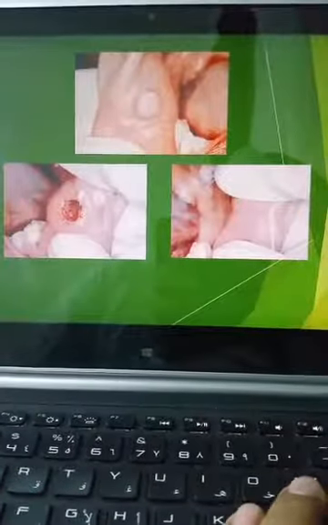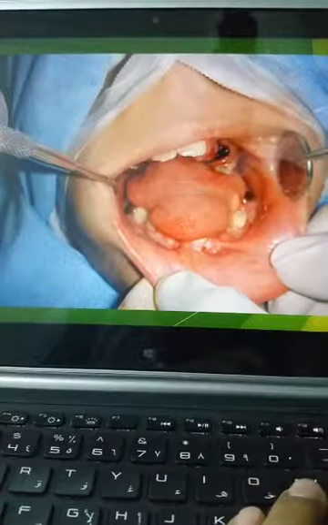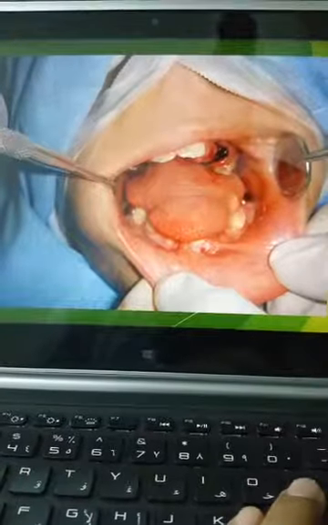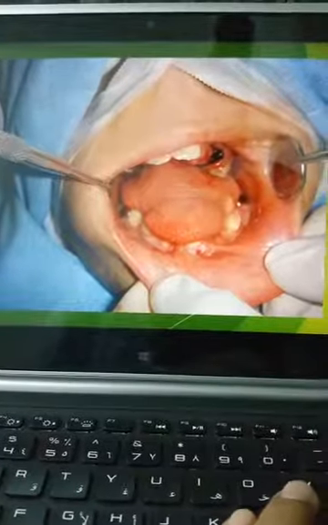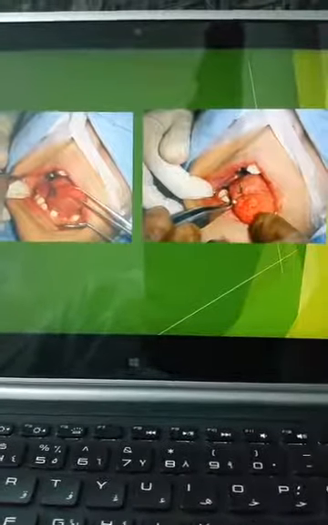Other lesions can be removed safely with diode or with CO2. And for a malformed tongue, you can use the laser, but you have to reduce the power here, and then you can stitch it also. Even if you are using this, you can stitch it.